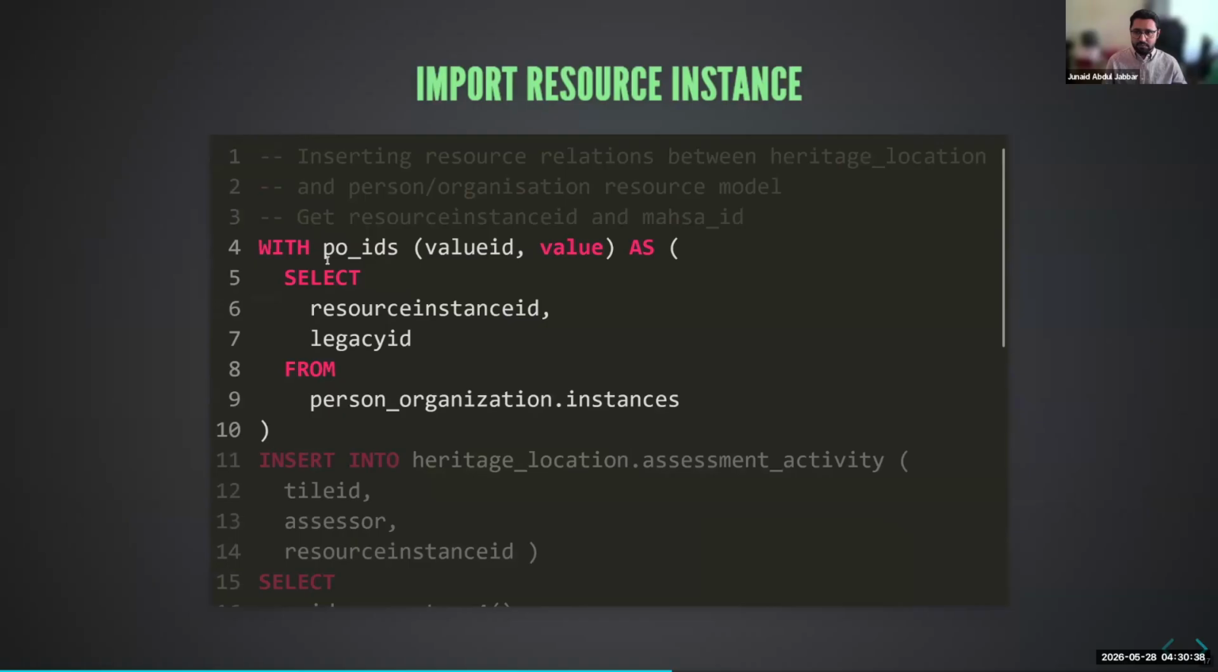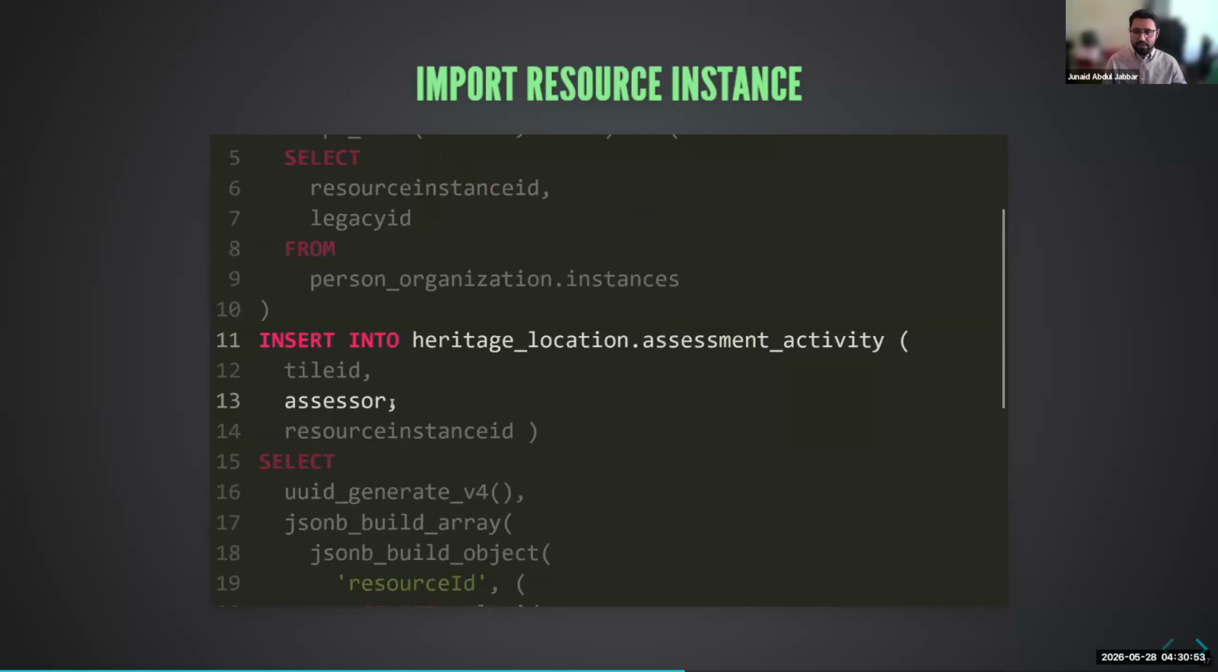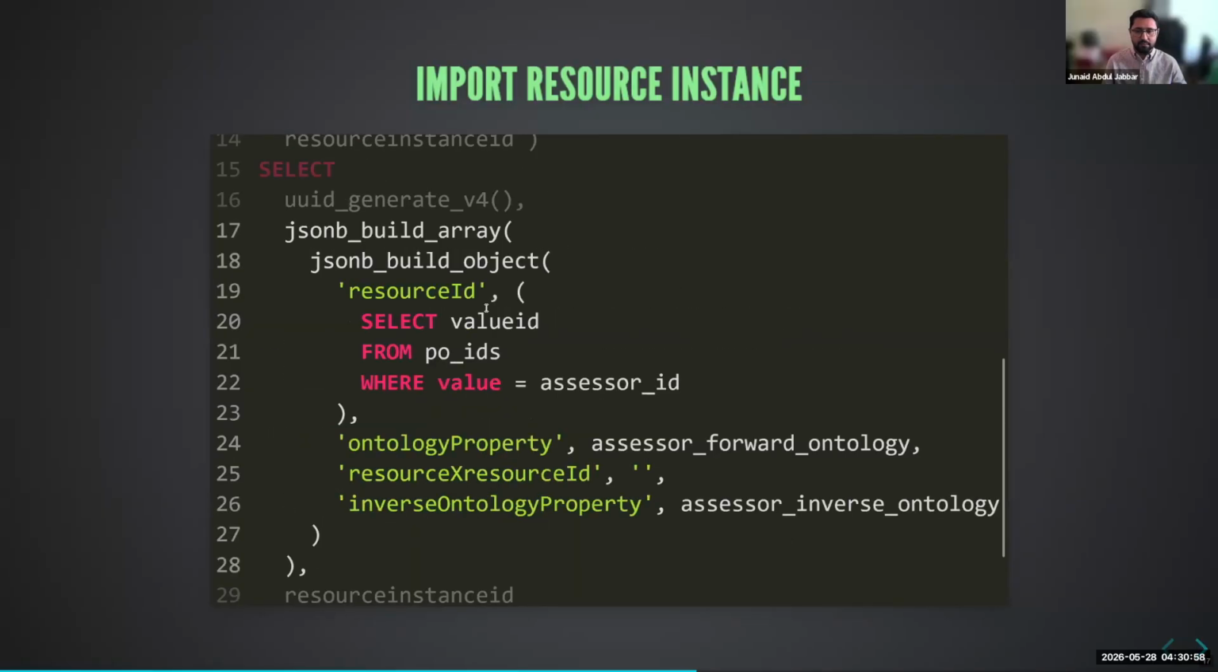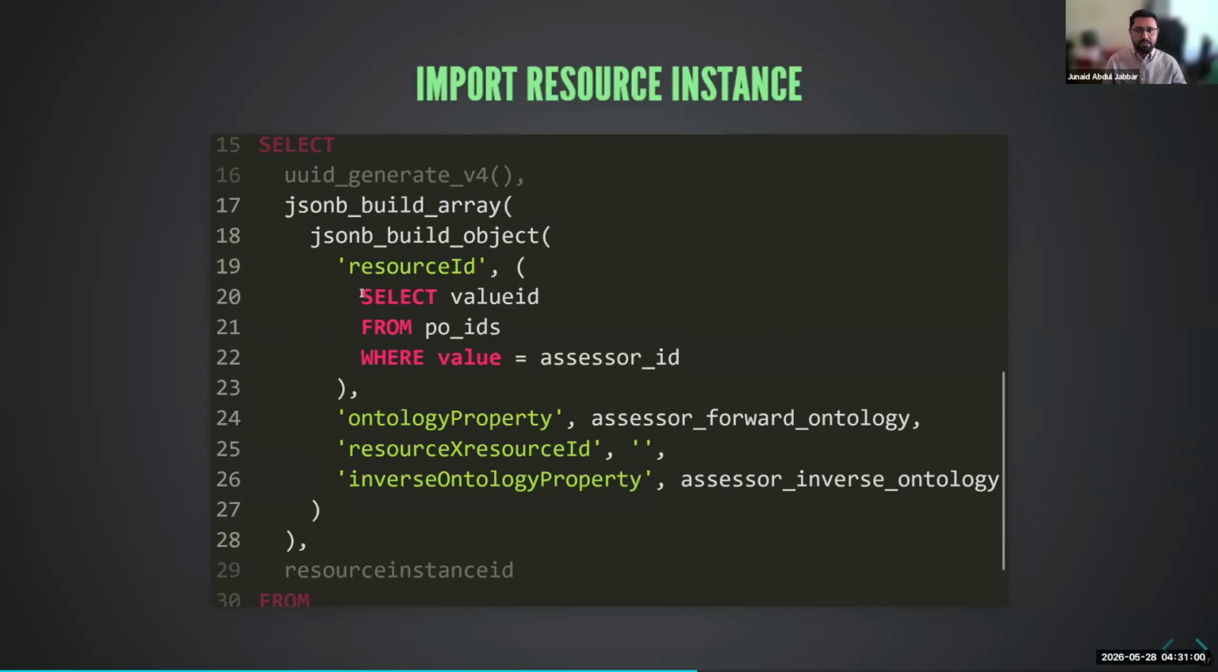Basically, in an example where we want to relate a heritage location resource with another resource from the person organization resource model, we can get the resource instance ID and legacy ID from that one. And we have to populate it in the assessor node, which is the resource instance type. And then, just like concepts, we get the UUID for that particular legacy ID and assign it to the resource ID key. We build a JSON object and then a JSON array, and insert it into the relevant relational view.